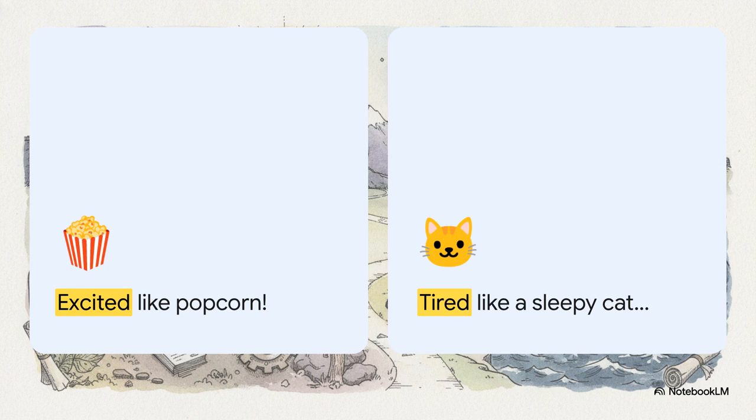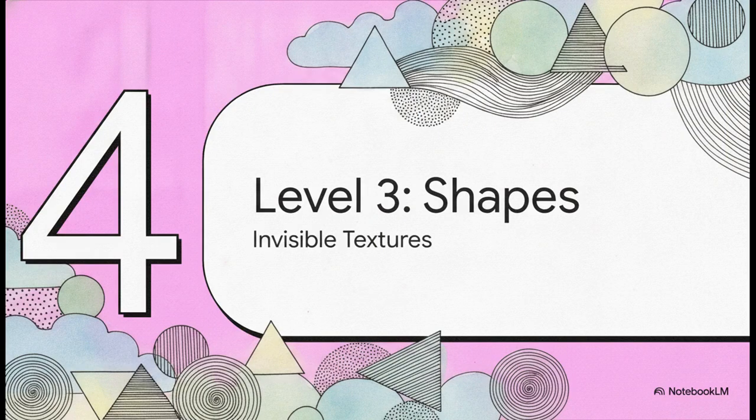Oh my goodness. Dramatically slow down your pacing right now. I want you to stretch out your arms and let out a huge dramatic yawn, just like a very sleepy cat. Number 4, level 3, shapes and textures.